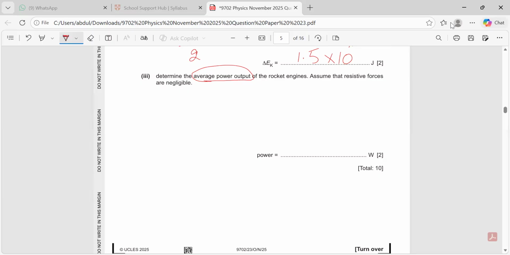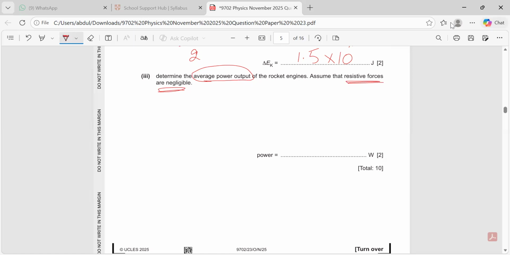Okay, so now here, average power output. Dear sons, the law of conservation of energy applies. Why? Assume the resistive forces are negligible. If the resistive forces are negligible, then the law of conservation of energy holds: the total energy before conversion, which means the input energy, is equal to the total energy after conversion to different forms, that is the output energy. So total input energy is equal to total output energy.